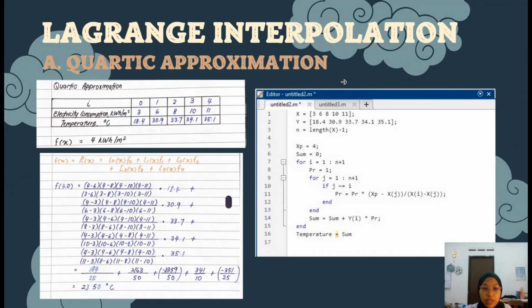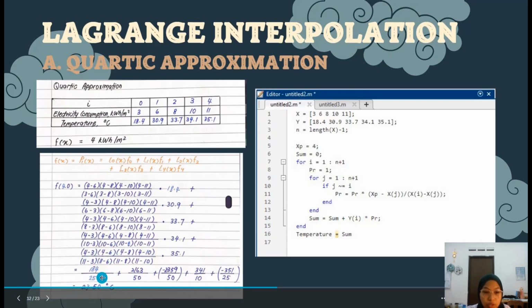Lastly is quartic approximation. This one uses the whole table. So this is the formula, and then we sum up, we get 23.50 degrees Celsius. This is our simulation in MATLAB.